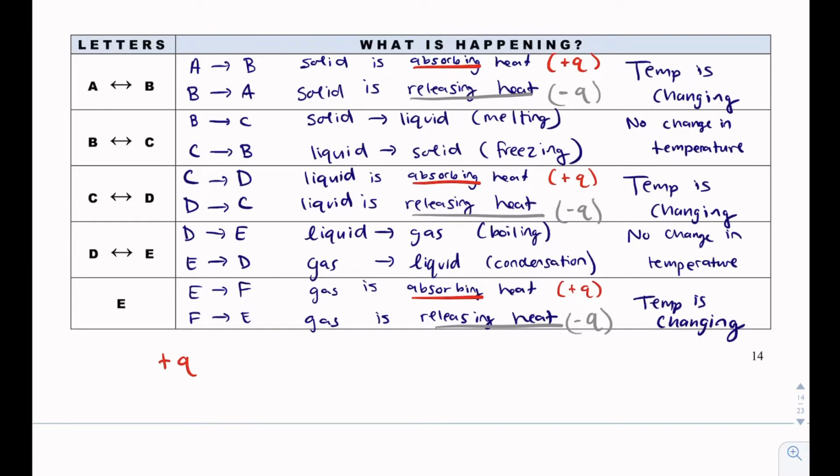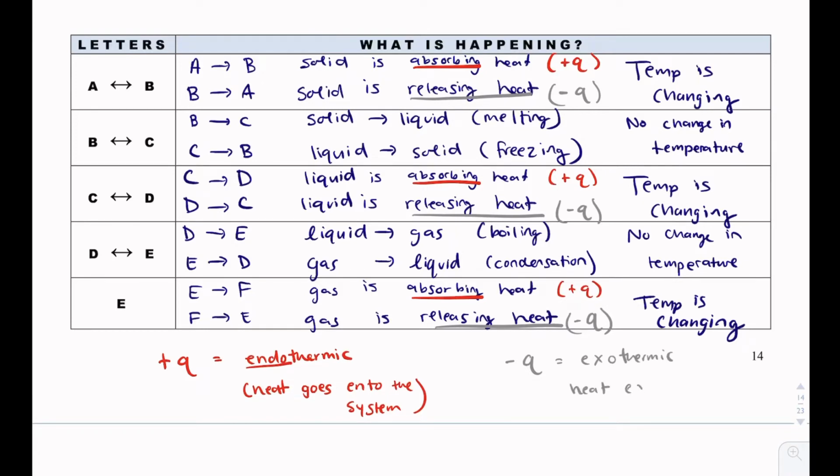A positive Q, that means heat is going into your system, and we call that endothermic. And I just remember that heat goes into, and I know I spelled into wrong, but that's so you can help it match up with endo. And then a negative Q is called exothermic. And this is heat exits your system.